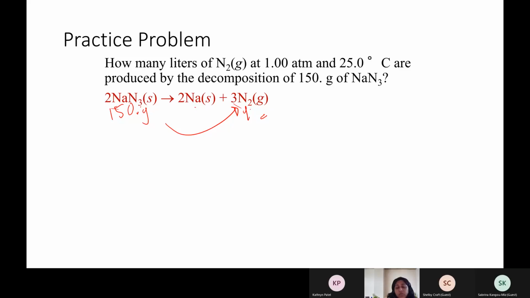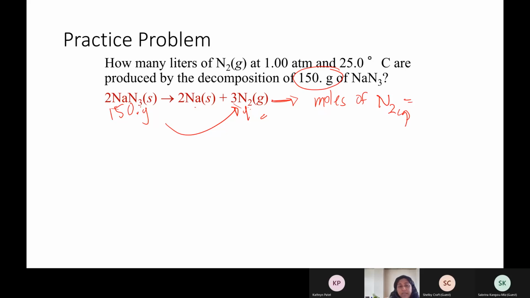Okay. So first, we are going to use the ideal gas law equation. But before that, we need to find the moles of this N2. How can we find the moles of N2? Yes, we'll find the moles of N2 using the stoichiometric ratio. Okay, moles of N2 gas.